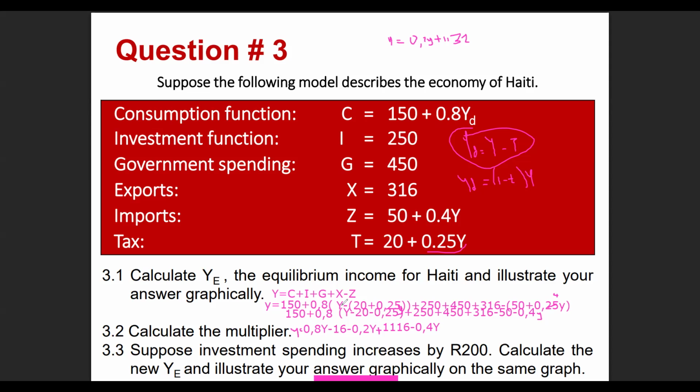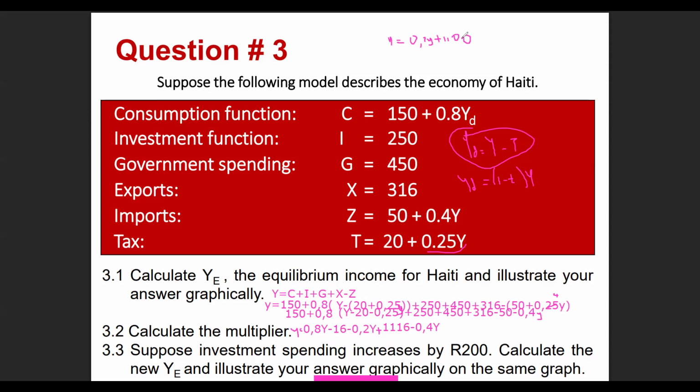What do we do here? So let me see, 250 plus 450 plus 316 minus 50. Get 966 plus 150, 1,116 minus 16. 1,100. Okay, so yeah, it's supposed to be 1,100 here. Not 11,000, 1,100, right?